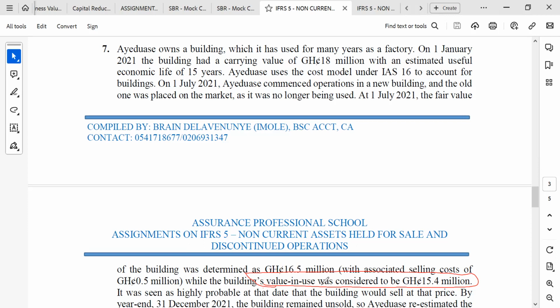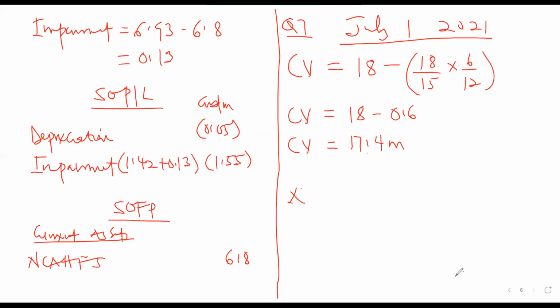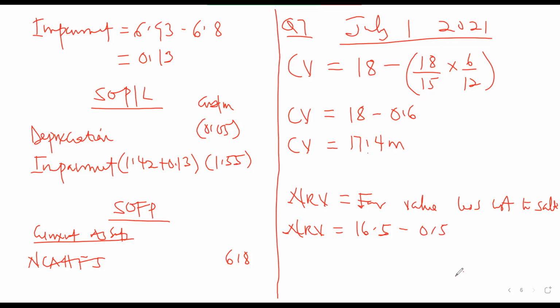All right, so let's determine our net realizable value. We were given the fair value. So the net realizable value is the fair value less cost to sell. Okay, so we have the net realizable value to be 16.5 minus the associated cost of 0.5. And that will give us 16 million.